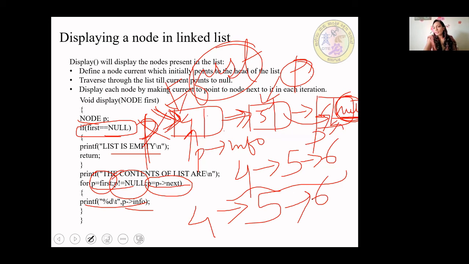Now what is next of this node? It is null. So until it is not equal to null, you have to do. Since it is null, it will stop. Getting this? This one program is there. You understood how it works? Okay, this is your second operation.